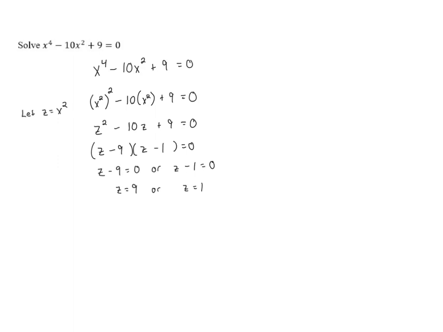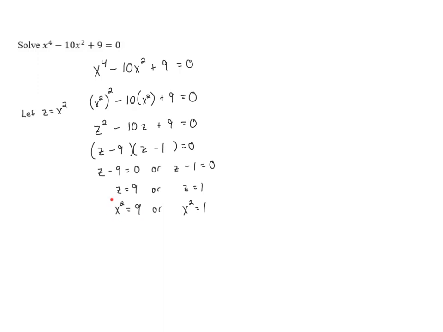Now we're not finished with the problem, because we were asked to solve an equation with x's in it. So what we need to do is solve for x, but in this case we've solved for z. But it's pretty easy to go back from z's to x's. We can just redo the substitution, but in the other direction now. So wherever we see a z, we're going to replace it with an x squared. So this gives us x squared equals 9, or x squared equals 1.